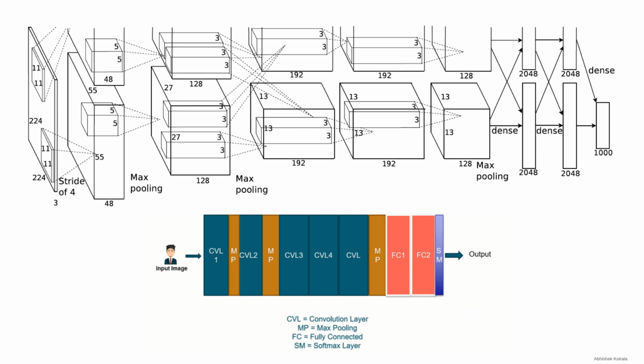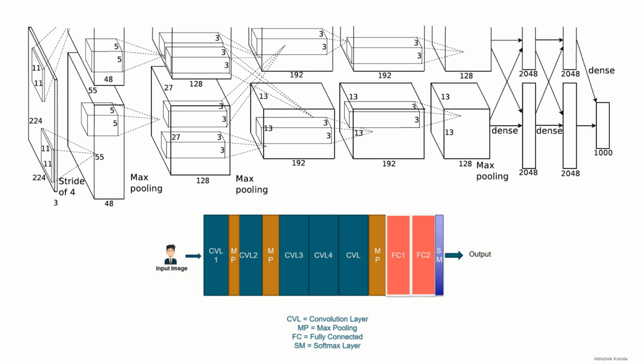Moving on to the second layer, we apply 256 filters of size 5 x 5 with a stride of 1. Again, ReLU is used for nonlinearity. And this layer is followed by max pooling with a 3x3 window and stride 2 to downsample the output.